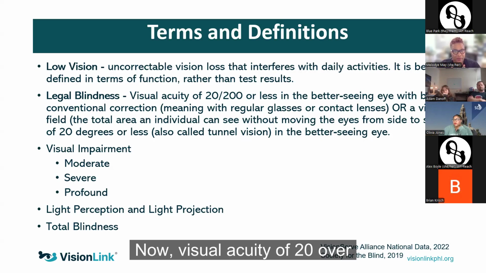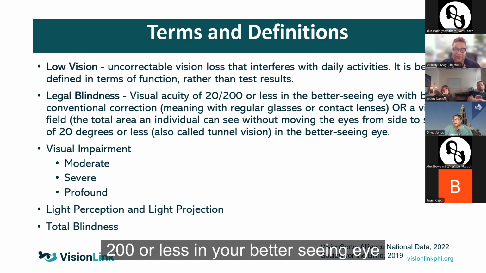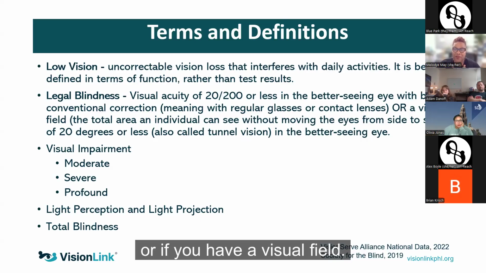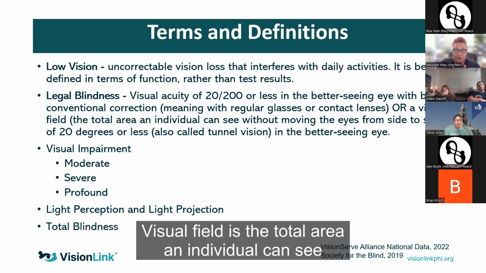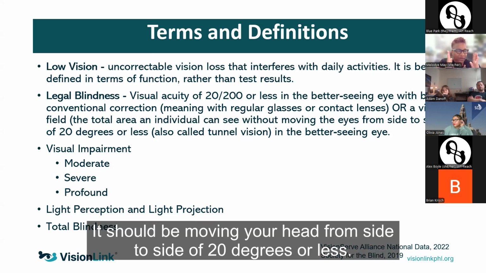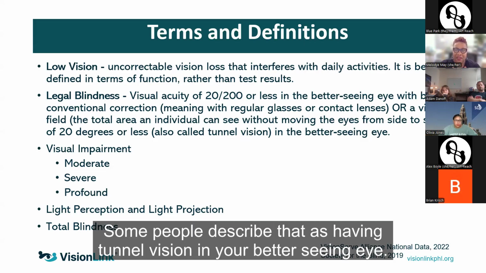Now, visual acuity of 20 over 200 or less in your better seeing eye with the best correction, so with regular glasses or contact lenses. Or if you have a visual field, the total area an individual can see without moving your head, of 20 degrees or less. Some people describe that as having tunnel vision in your better seeing eye.